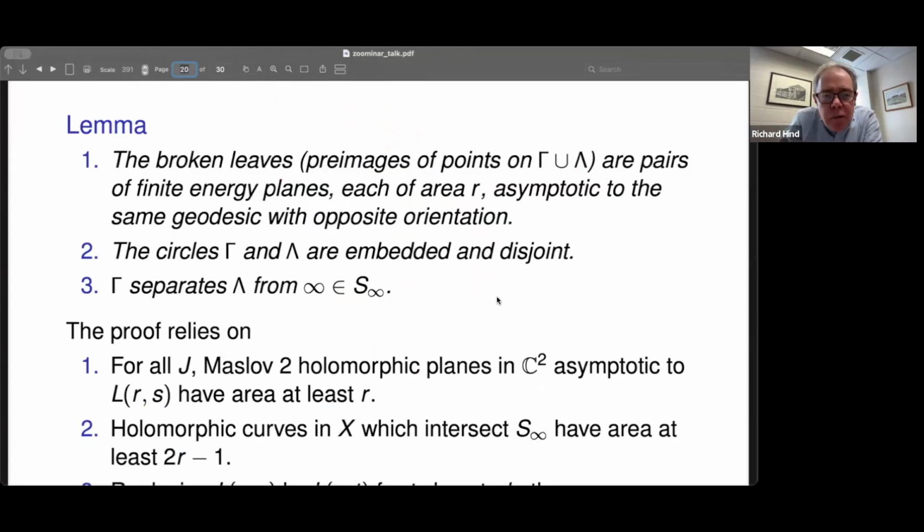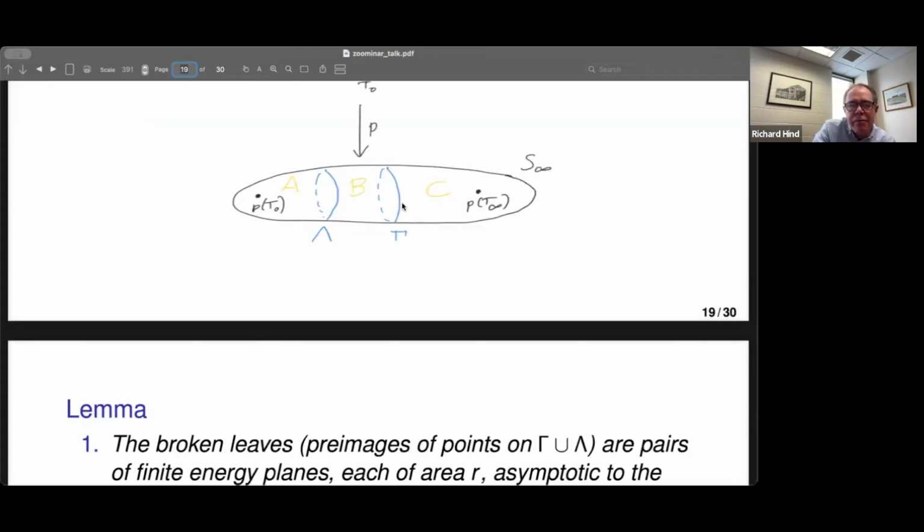So the broken curves are exactly pairs of planes. Each of the planes has area R. Point 2 here, that the two circles are disjoint, is actually a consequence of 1, because there are no broken leaves connecting the two Lagrangians. And then important for us is that in this picture at the bottom, I'm drawing the circles the right way. So in particular, gamma separates lambda from infinity. That's kind of important for us.